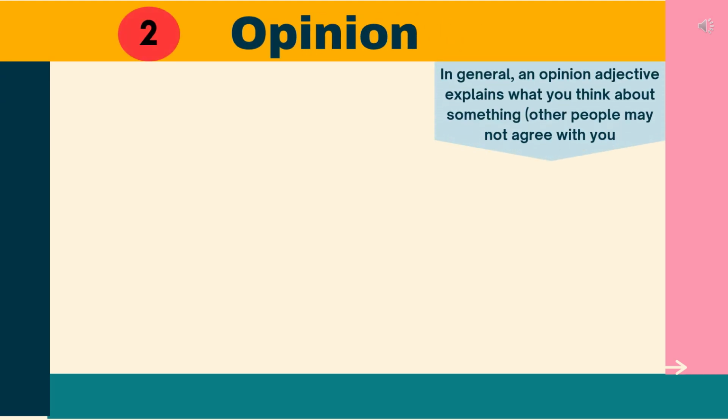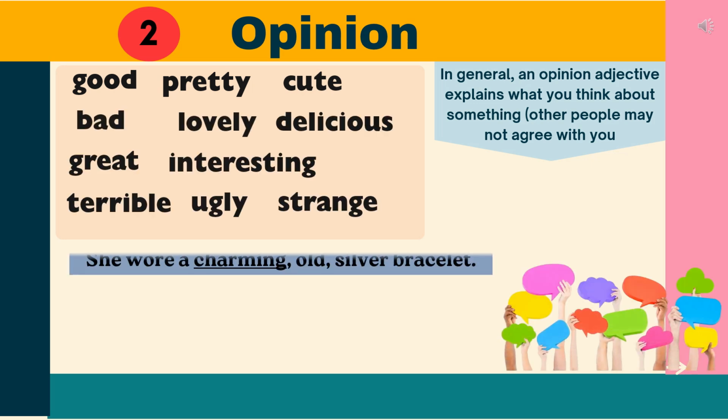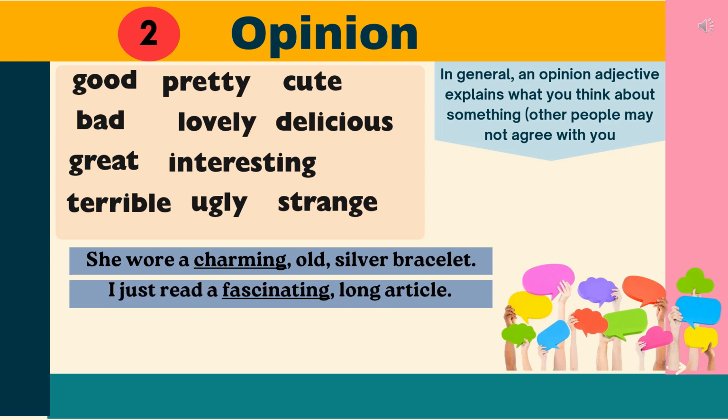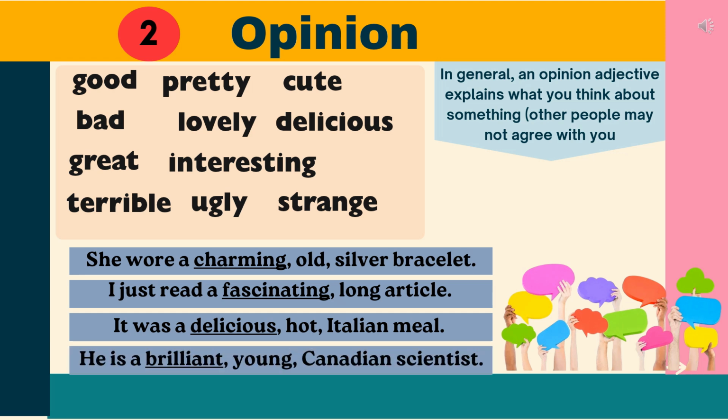After determiners come opinion adjectives. These are subjective. They describe what you think or feel about something. Other people might disagree. They answer the question, what do you think of it? For example, a charming bracelet. This is your opinion. A fascinating article. You found it interesting. A delicious meal. You liked the taste. A brilliant scientist. You think they are smart. These words express personal judgment. They come right after determiners and before factual adjectives like size or age.